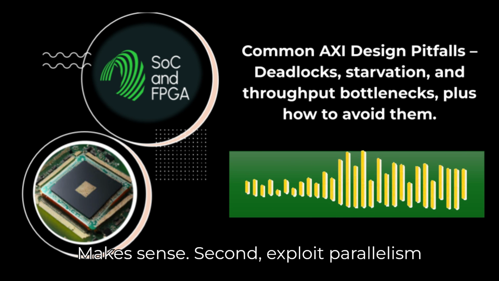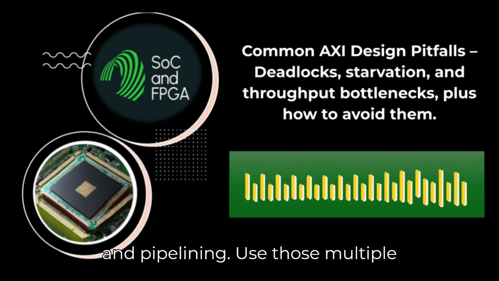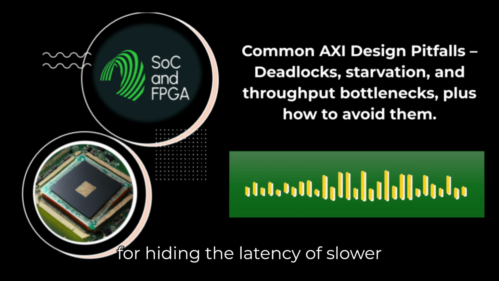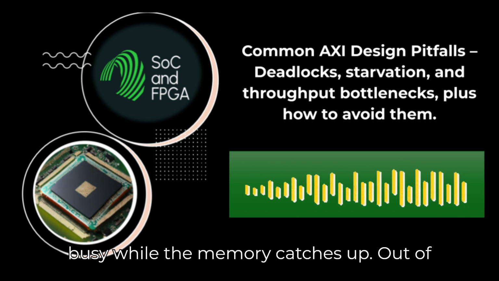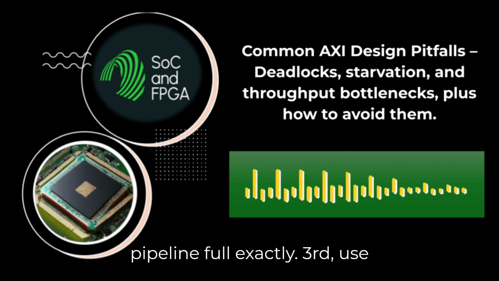Makes sense. Second, exploit parallelism and pipelining. Use those multiple outstanding transactions. This is crucial for hiding the latency of slower peripherals like DDR memory. Keep the bus busy while the memory catches up. Out-of-order completion helps here too. Keep the pipeline full. Exactly.